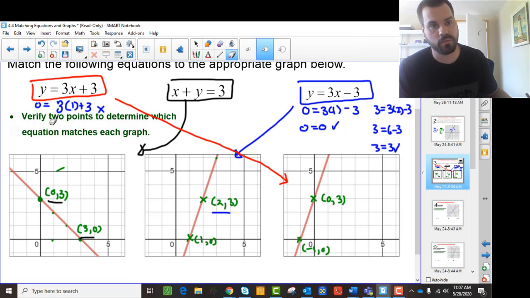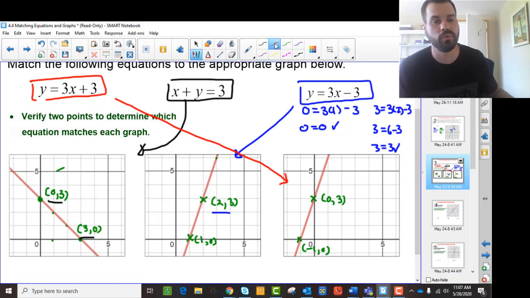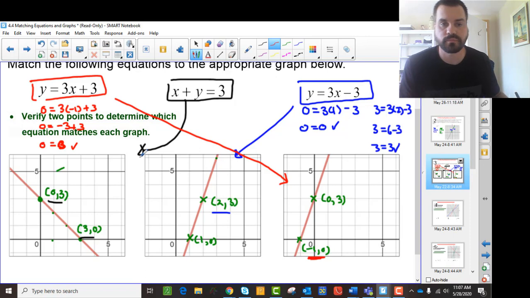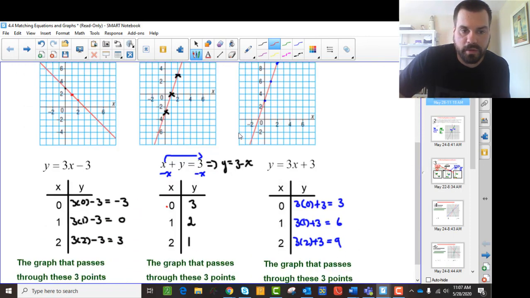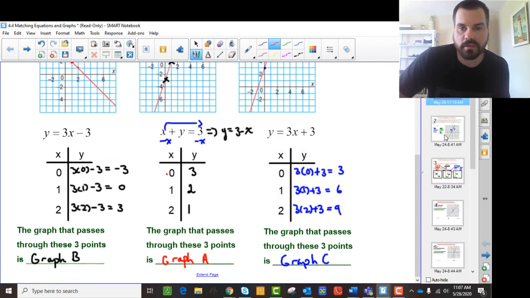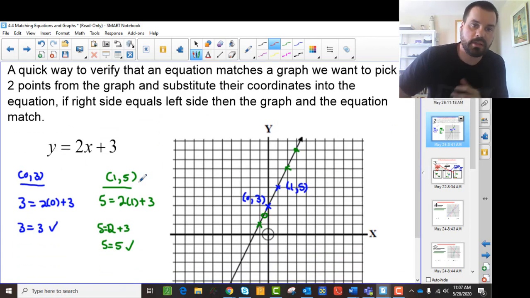So if we just try the other one to make sure, and again, you don't have to in this case in the sense that you're told that they have to match, but if I try -1 and 0, I get 0 is equal to 3 times -1 plus 3. If I test this point, again, x is -1, y is 0. So if I do that, I get 0 equals -3 plus 3, and that means that 0 equals 0. And that is the case. That's true. So we can match the graph using a table of values, which we talked about back up here, or you can match the graph by picking 2 points that are on the graph and plugging them into the equation.